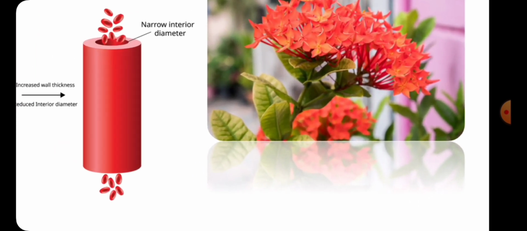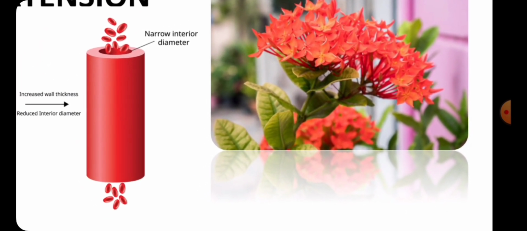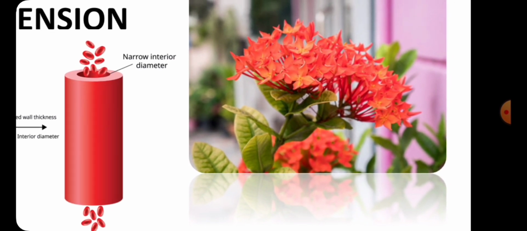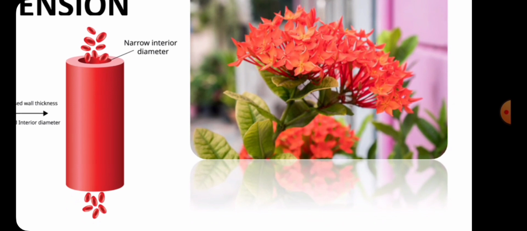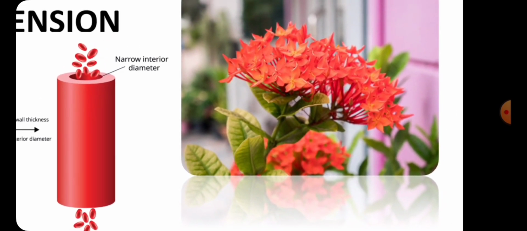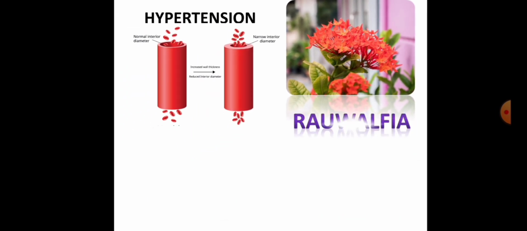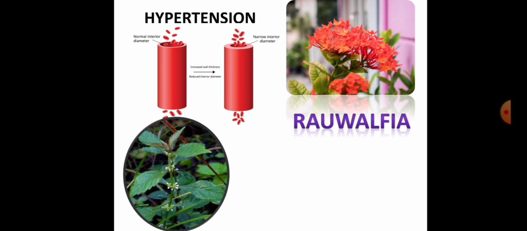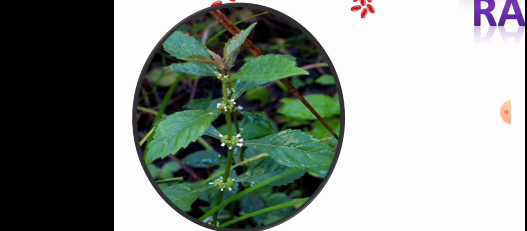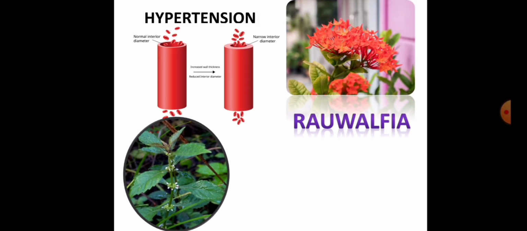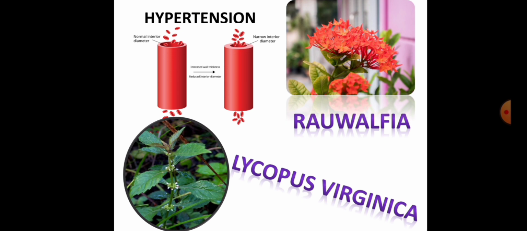This is the most common plant you can observe in houses. Outside the house they grow this as an ornamental plant, right? We call it Rauwolfia. Rauwolfia mother tincture is used for hypertension. And one more plant which looks something like this, we call it Lycopus virginica. So Rauwolfia mother tincture and Lycopus virginica mother tincture we use for hypertension.